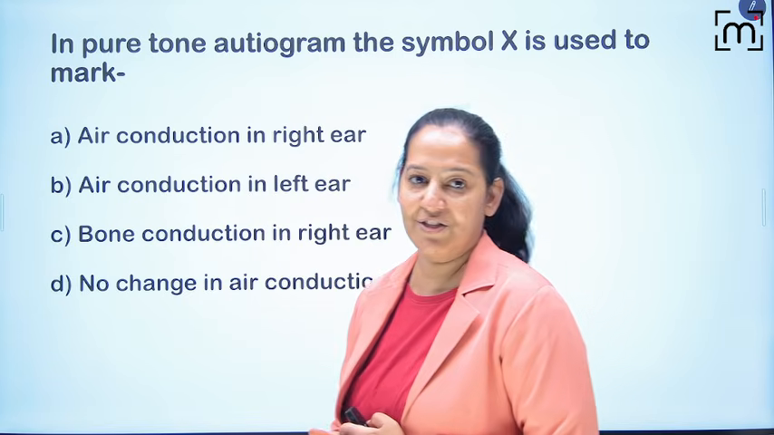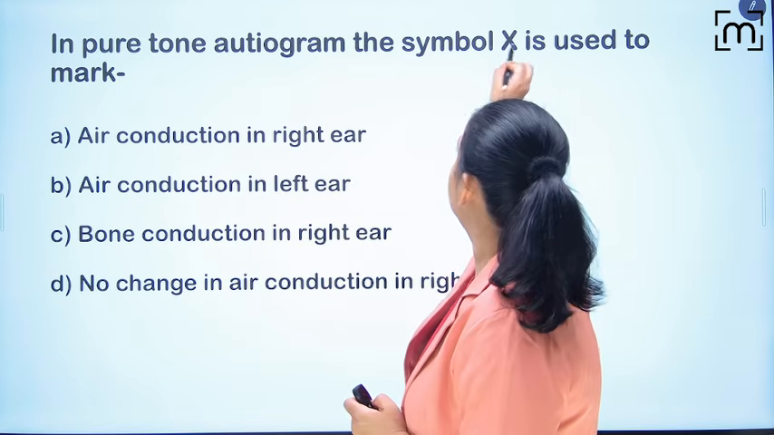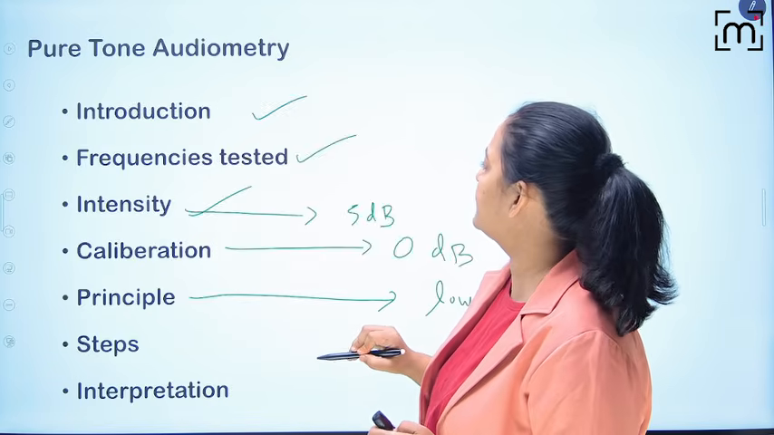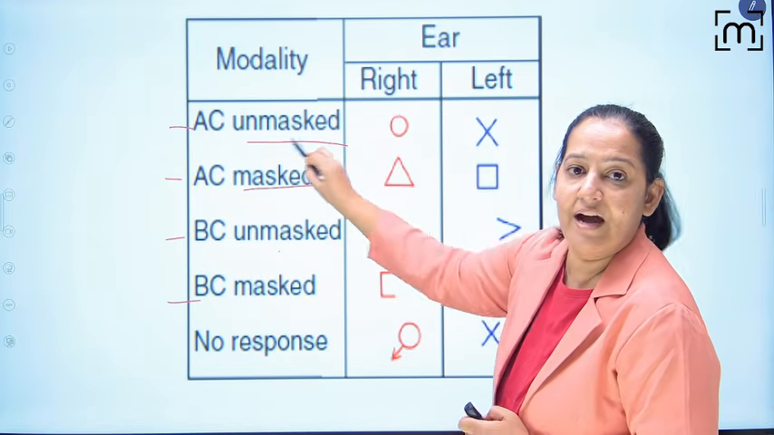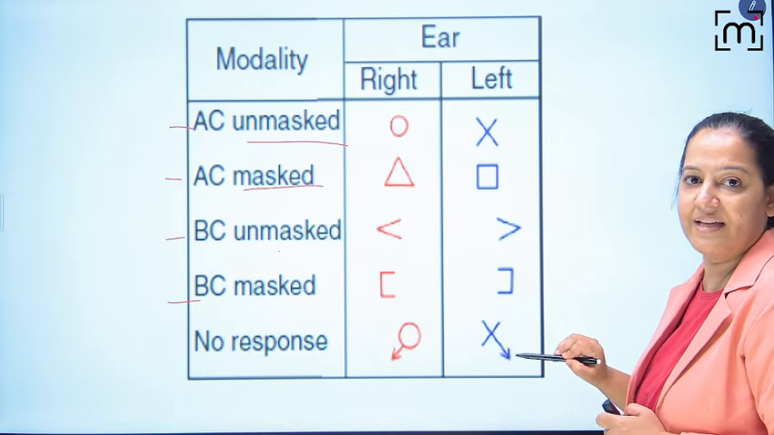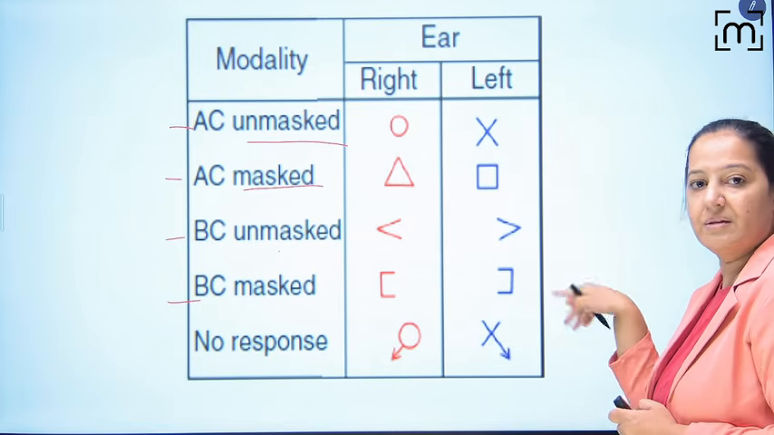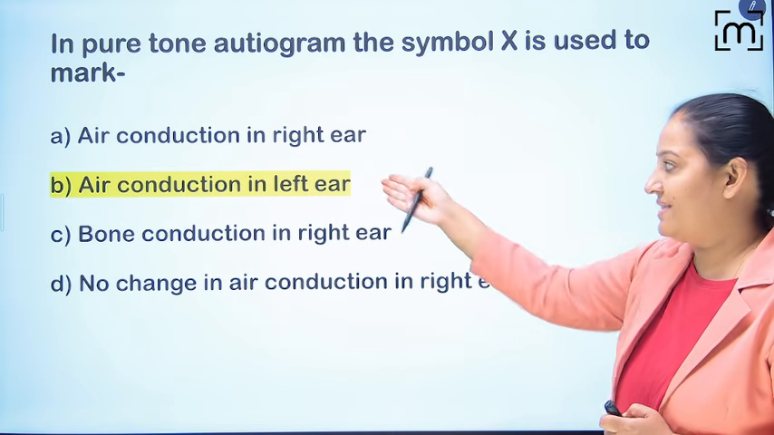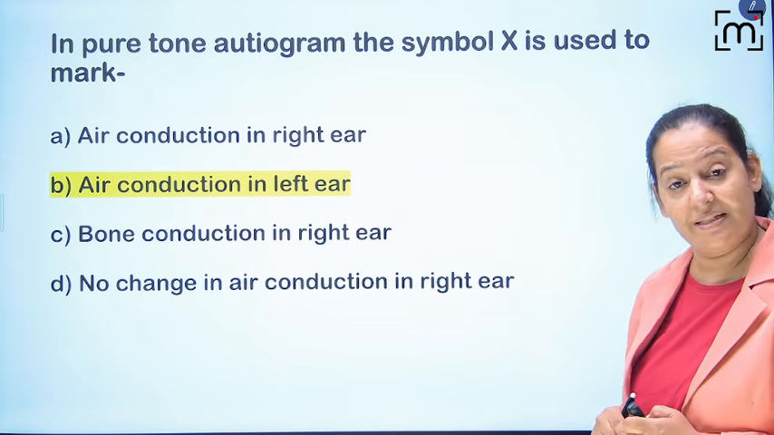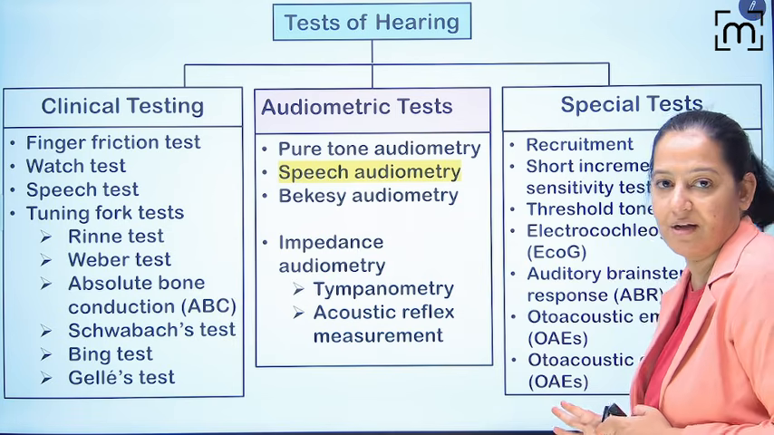Very correct. The next question: in pure tone audiogram, the symbol X represents what? You have to learn these symbols, by the way. X indicates AC, unmasked, in the left ear. What does triangle indicate? What does square indicate? So AC in the left ear, unmasked, like that. So you have to learn these symbols.